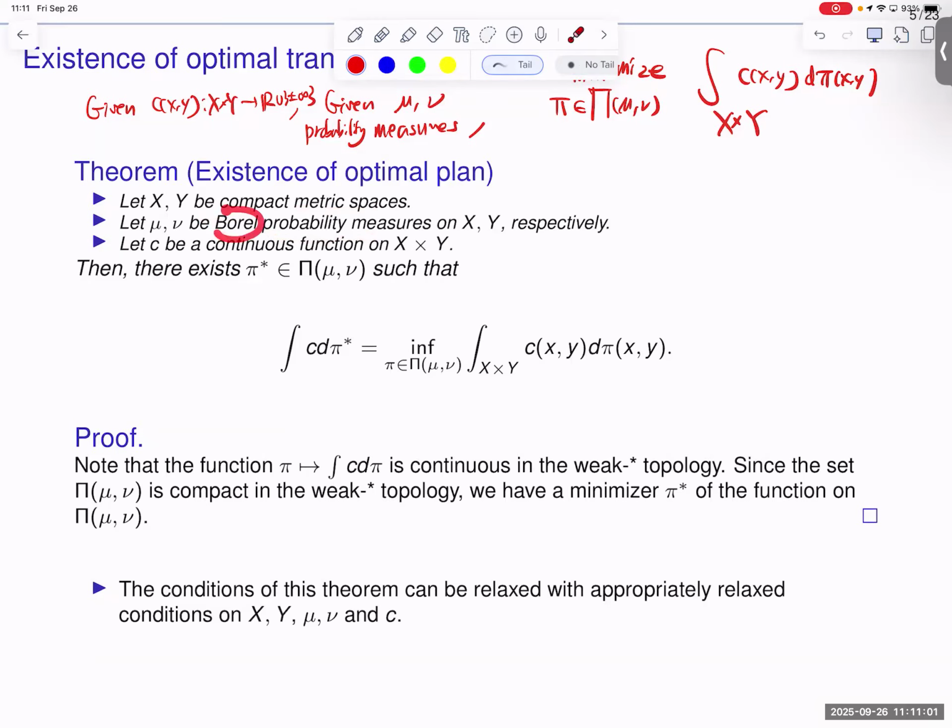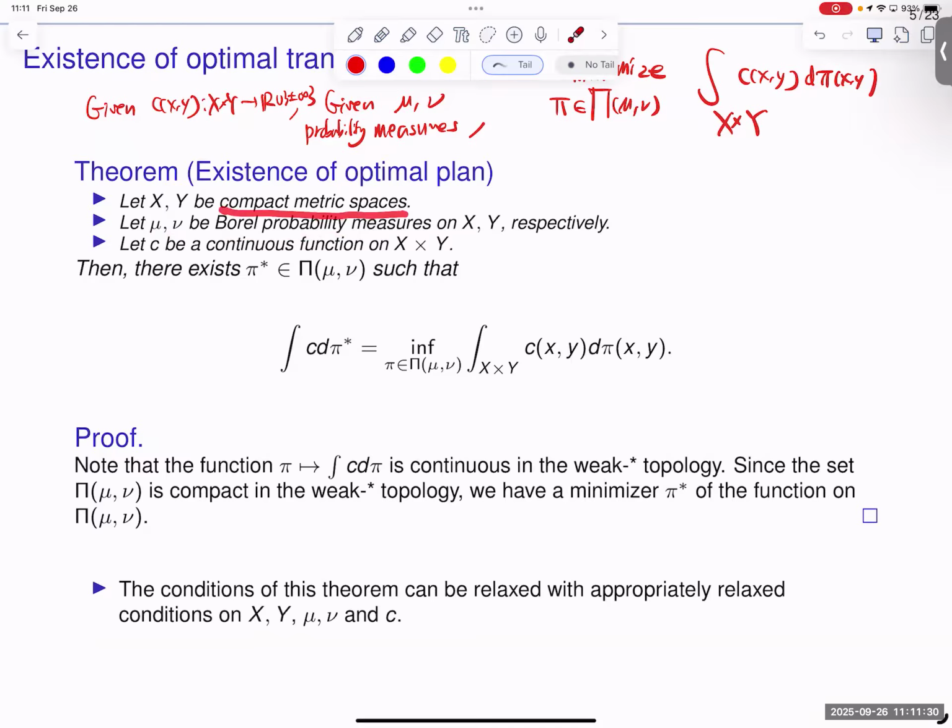Okay, I need Borel, sorry, because I want this. And C is a continuous function on this. So X and Y have some topology, and C is continuous with respect to the topology, and you have these Borel probability measures, which are measurable with respect to the Borel sigma algebra. Whatever they are, they're just terminology. For now, you can just treat them as terminology if you are not familiar with this.